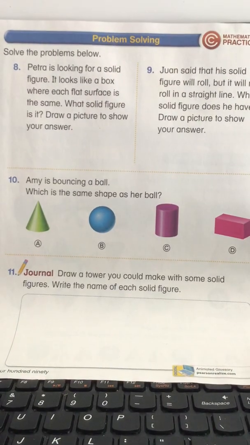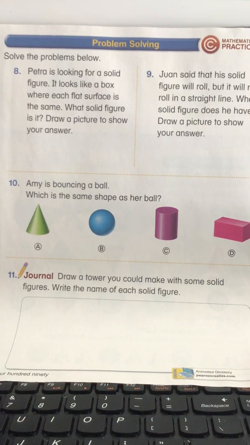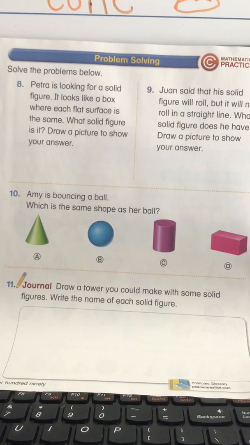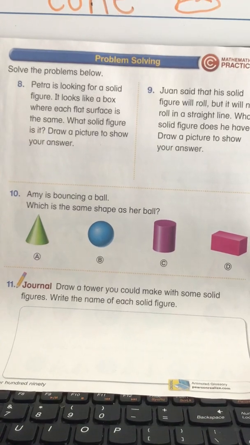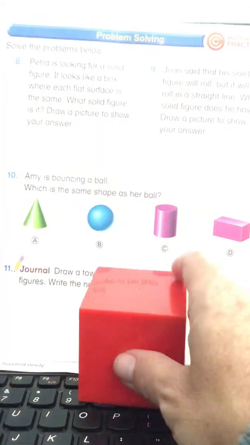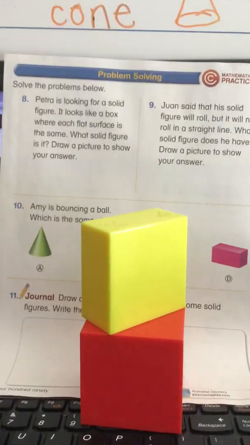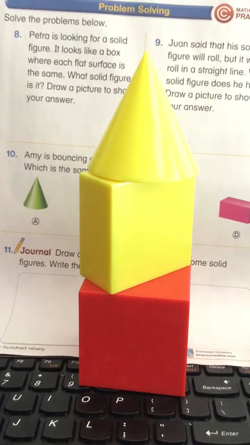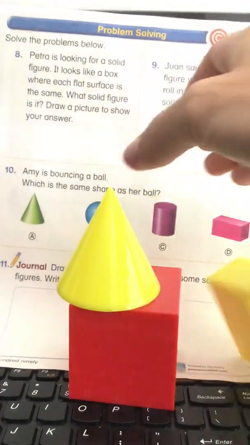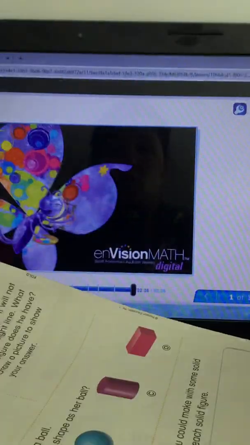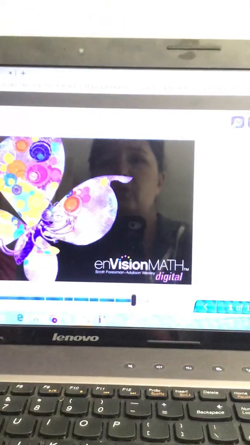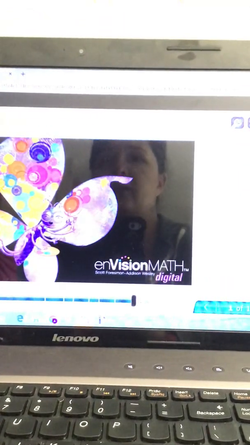Down below it says draw a tower you could make with some solid figures and write their names. You do not have to write their names, although they are on the inside of your math paper if you want to. In order to make a tower, you have to have some that are going to stack, that have flat parts at the bottom. So you can't go like this. That won't work if it's a rounded part. It has to be able to stack on a flat part. That also will not work. So go ahead and draw your own tower. I am also going to do a brain pop with you today about these solid figures.